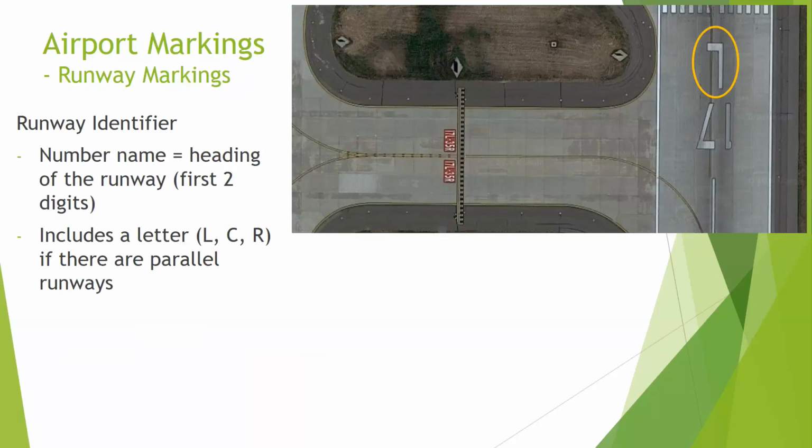I'm not quite sure how they would identify it, but usually, even if they're parallel, like Salt Lake City, you saw, they're not exactly parallel. They're slightly different angles, and so then they have a different identifier.